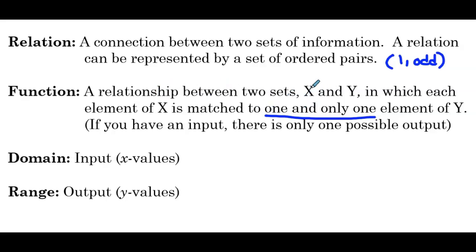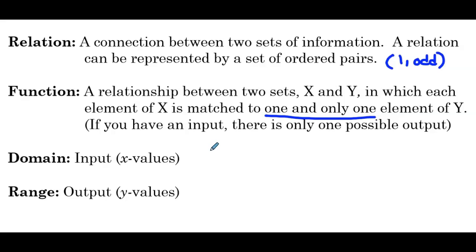So x was the numbers 1, 2, 3, and 4. Y were the type of numbers, odd or even. So every input mapped to only one output. And that's the way, in simpler terms, to think about a function. If you have an input, there's only one possible output. And in the examples that are going to follow, that's what we're looking for. Does each input have only one output?